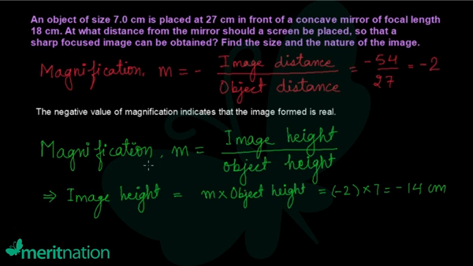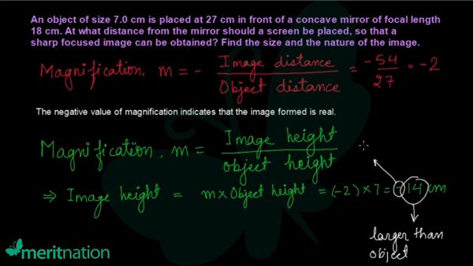Now magnification is also given by the relation image height upon object height. So image height will be equal to magnification times object height. So image height comes out to be -14. This height of -14 also has two implications. The number part is telling me that the image is larger than the object, and this negative sign tells me that the image is inverted.